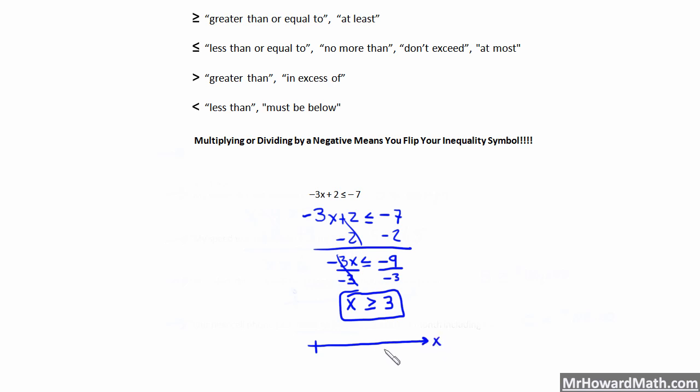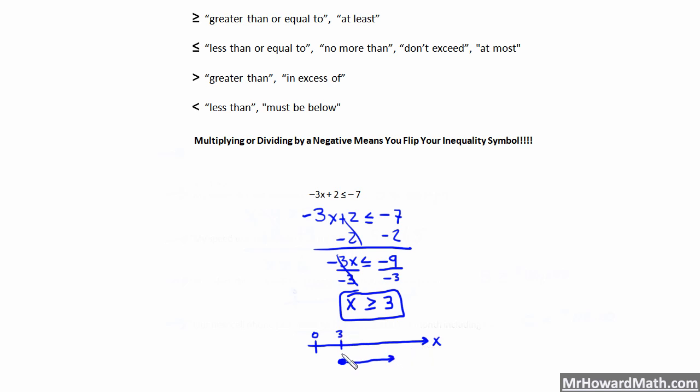We should be labeling this as x here. And our 3, let's say that's about right there. Here's 0. And this is greater than or equal to, so remember that is a solid circle. Since it's greater than, it means everything from 3 and on to the right. Everything from 3 and everything in the positive direction from that.